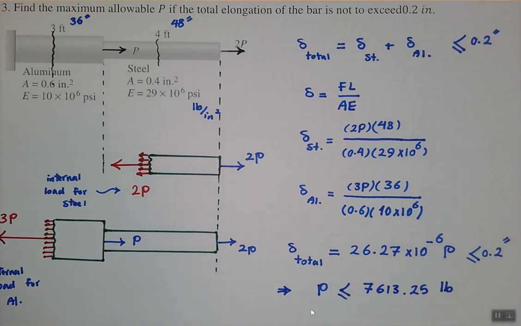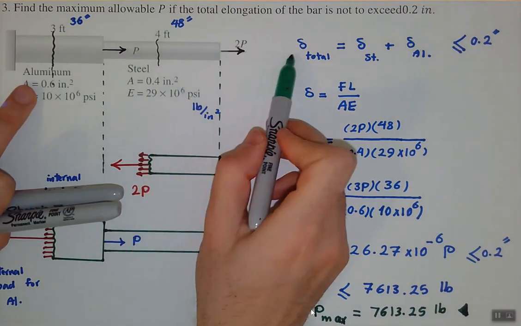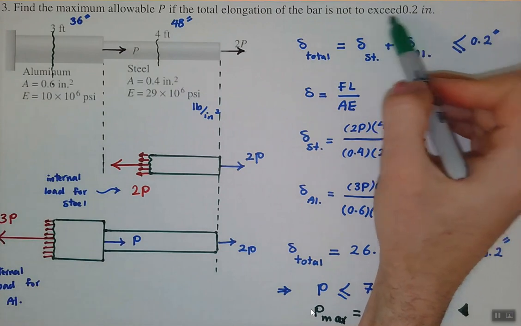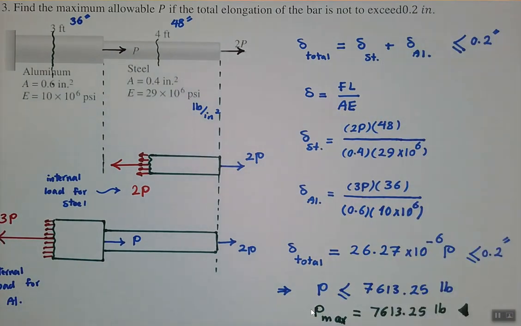So what we found is that the maximum load that we are allowed to apply to this bar, the maximum P, is 7613.25 pound, right? If the load exceeds this number, then it means that the whole thing is going to stretch further and exceed this amount that we are allowed, and maybe the whole structure fails or something happens that we don't want. So it means that this is the maximum load.